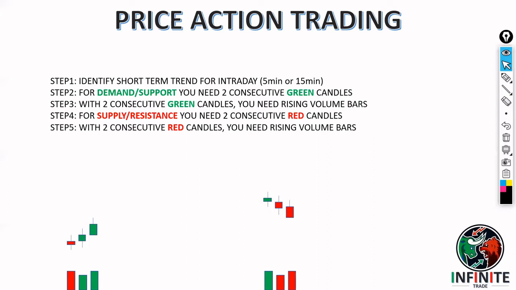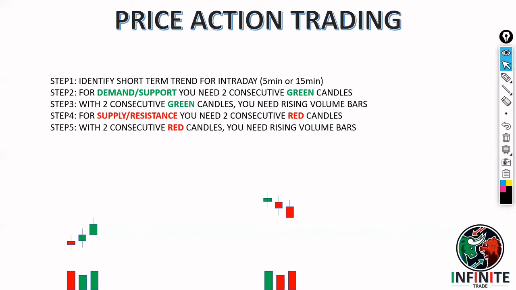The first thing you need to do is identify a short-term trend for intraday. Open the chart, put it on a 5 minute or 15 minute time frame, and check what's happening in Bank Nifty for the last 2 or 3 days, whether it's falling or rising. That's all you have to check. It doesn't have a lot of relevance, but at least you will have a fair idea. If it's in a downtrend, we'll take an opportunity to sell on rise, or if it's in an uptrend, we'll take an opportunity to buy on dips. So that's what we are going to do.